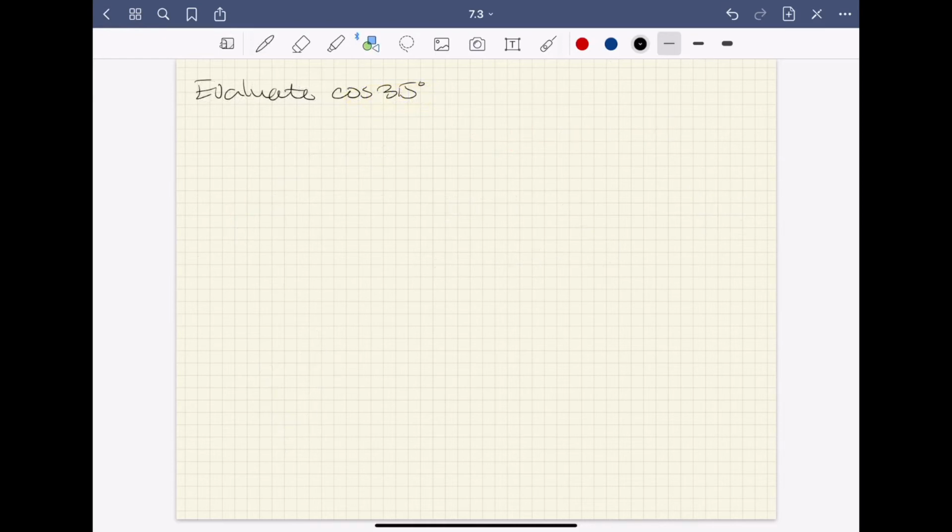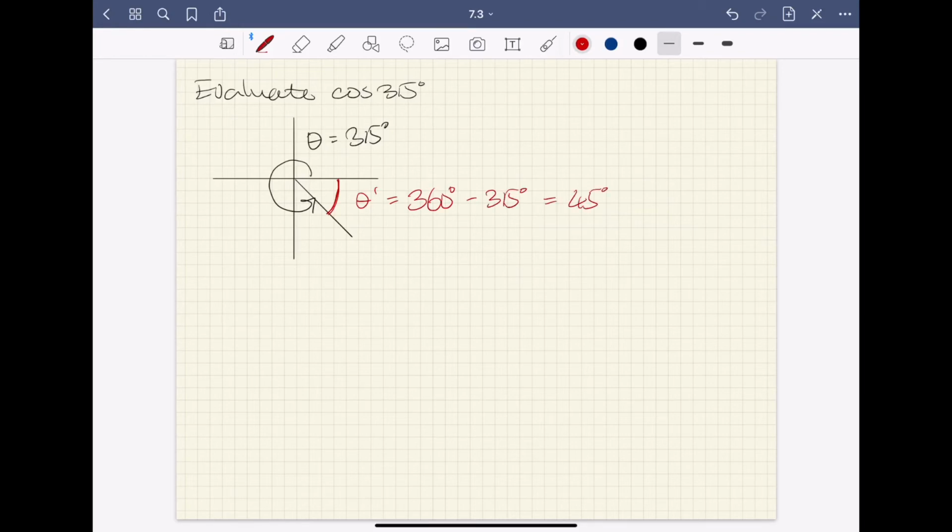Okay, let's do another one to practice. Evaluate cos 315. So let's draw the angle in standard position first. 315 is between 270 and 360, so it'll be in the fourth quadrant. Theta is equal to 315. And we need to know the reference angle in order to calculate the trig ratios. So this theta prime is equal to 360 minus 315, which is 45 degrees.